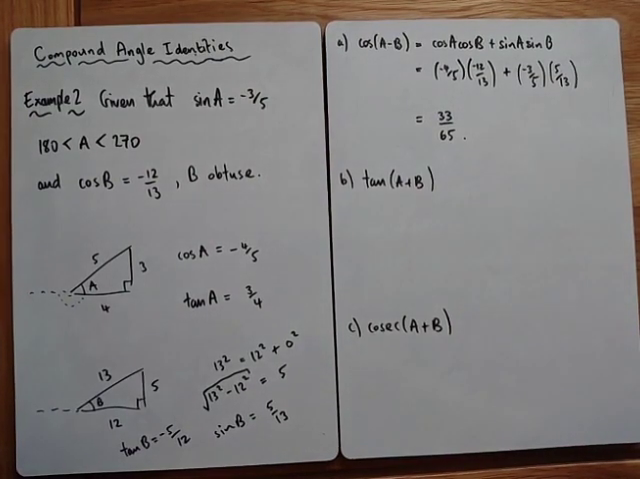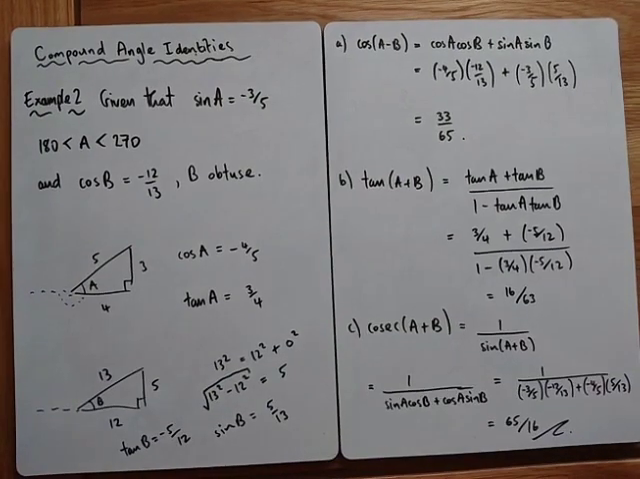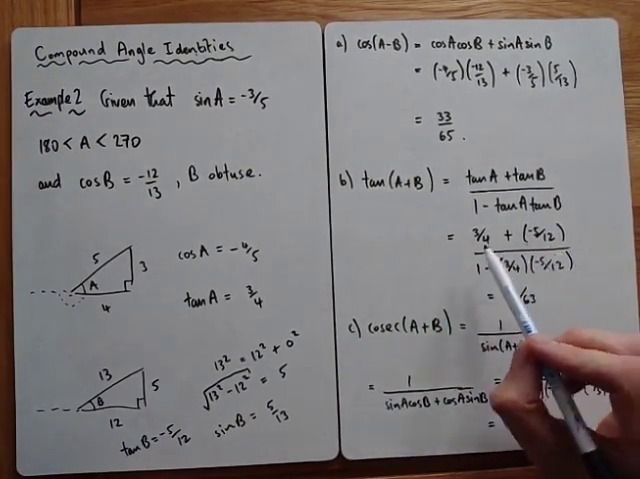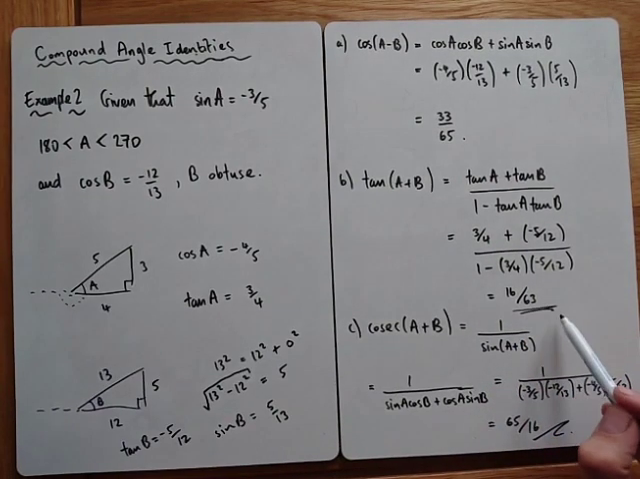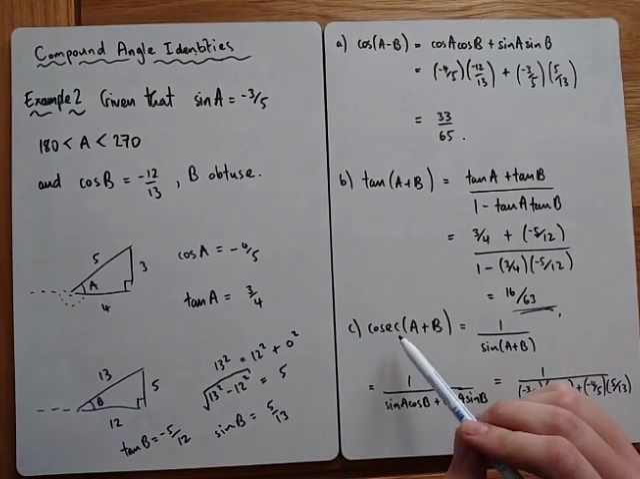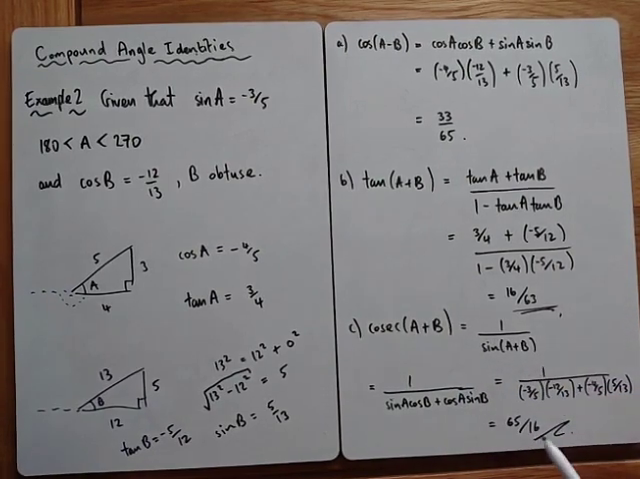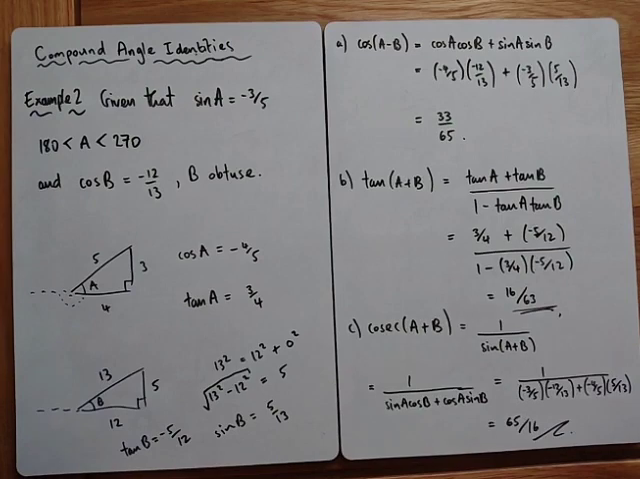Okay, have a go with those two, pause the video and see how you get on. Okay, so I filled in the blanks. Just using the ratios, you should get 16 over 63. And cosec, don't get thrown by that one. Think about it as 1 over sine. And then you know what sine of A plus B is. You should get 65 over 16.